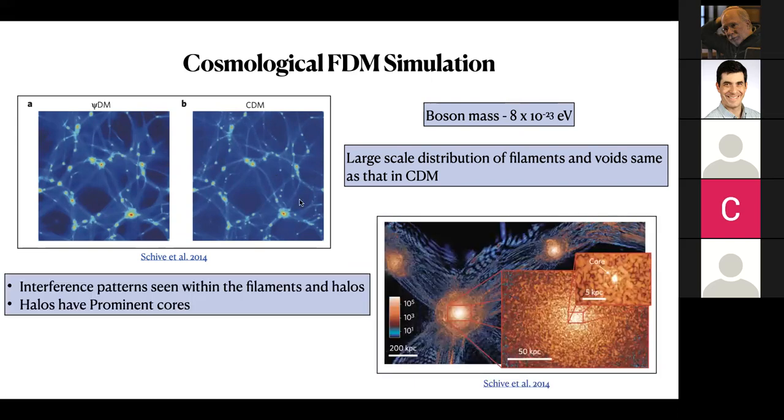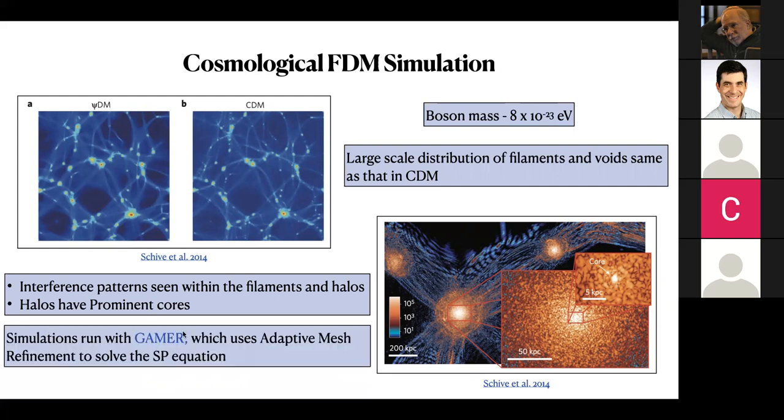But if we zoom in to one of these halos, then we start to see differences. We see that there are filaments surrounding the halos, and inside the filaments we see these interference fringes. I'm going to talk about what causes these. We also see interference patterns inside the halo, and if we zoom in further, there is a very prominent core at the center of the halo. The simulations are run with the code GAMER, which uses adaptive mesh refinement to solve the Schrodinger-Poisson equation. I also use the same code in my work.